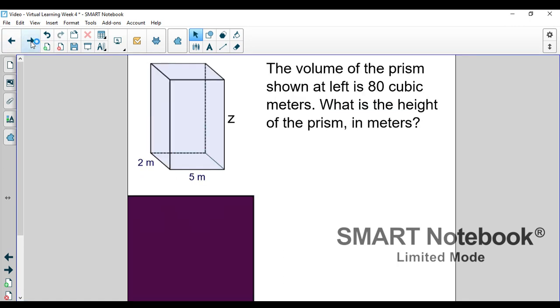All right, last one. Again, I would pause the video and give this one a try. When you're ready, unpause the video, and I'll be here. All right, here we go with this one. It says the volume of the prism shown at the left is 80 cubic meters. What is the height of the prism?